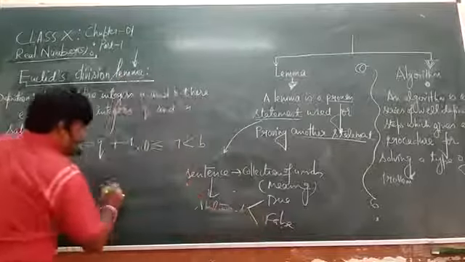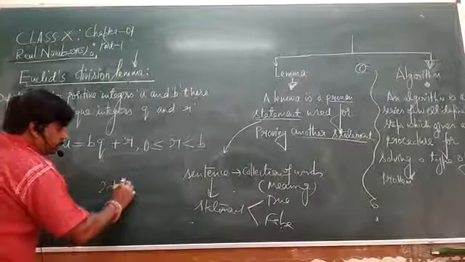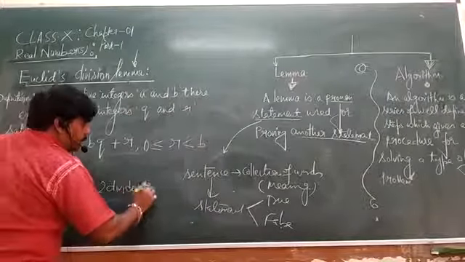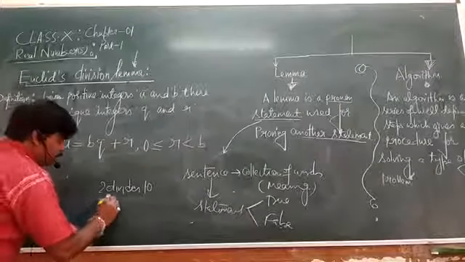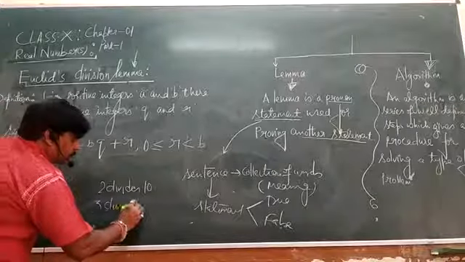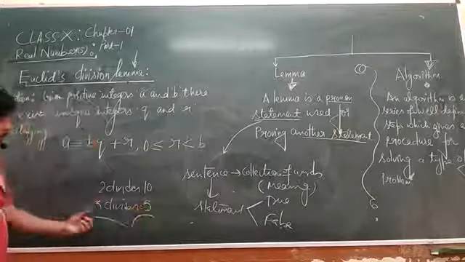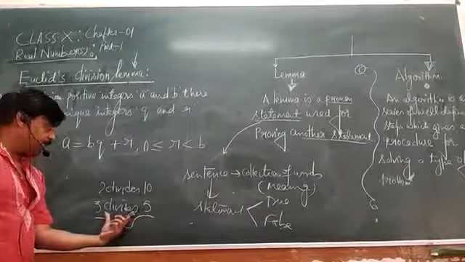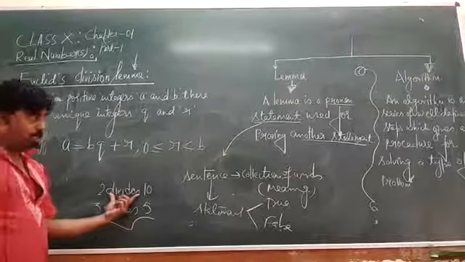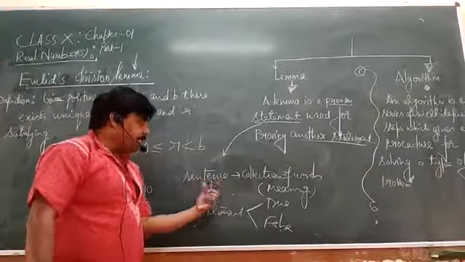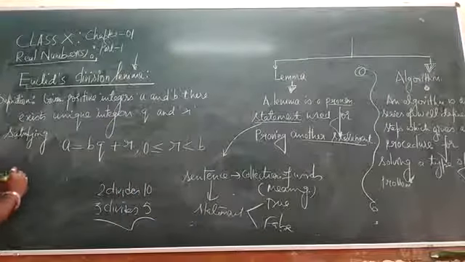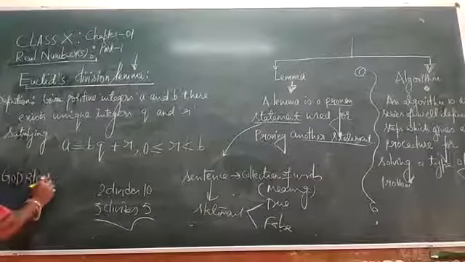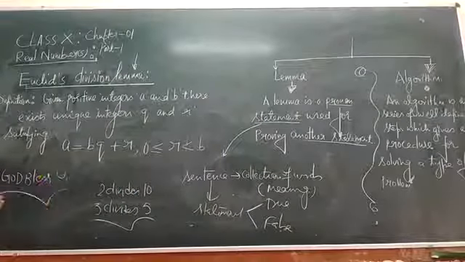For instance, we say 2 divides 10. So this is a true statement. 3 divides 5 is false. So this is a statement, and this is also a statement. But remember, every sentence is not a statement. For instance, you are saying God bless you. God bless you is not a statement. So lemma is nothing else.